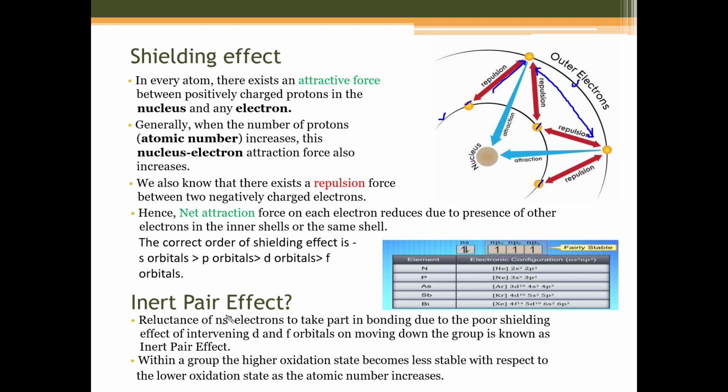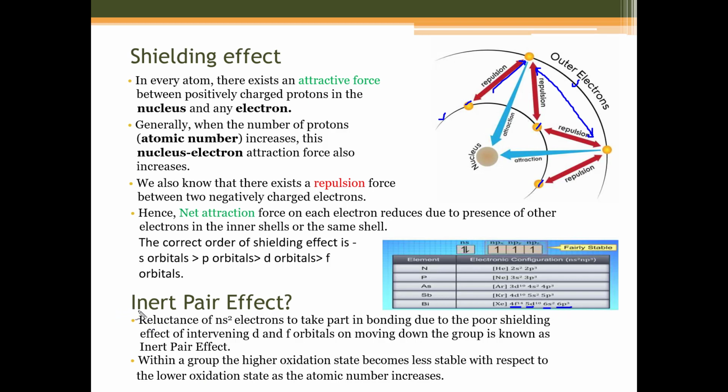Now, what is inert pair effect? Reluctance of ns² electrons to take part in bonding due to the poor shielding effect of intervening d and f orbitals on moving down the group is known as inert pair effect. Suppose if we talk about bismuth, due to the poor shielding effect of f and d orbitals, the effective nuclear charge increases, due to which the 6s electrons are tightly bound to the nucleus, thereby restricting their participation in bonding, and as a result, only the p orbital electrons may take part in bonding.